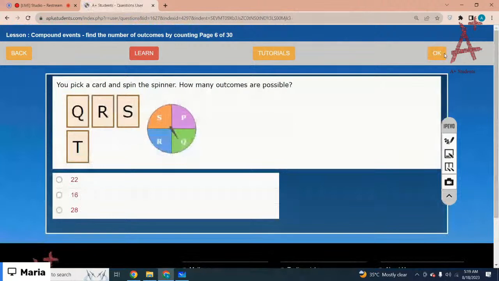You pick a card and spin the spinner. How many outcomes are possible? Which is the correct option?